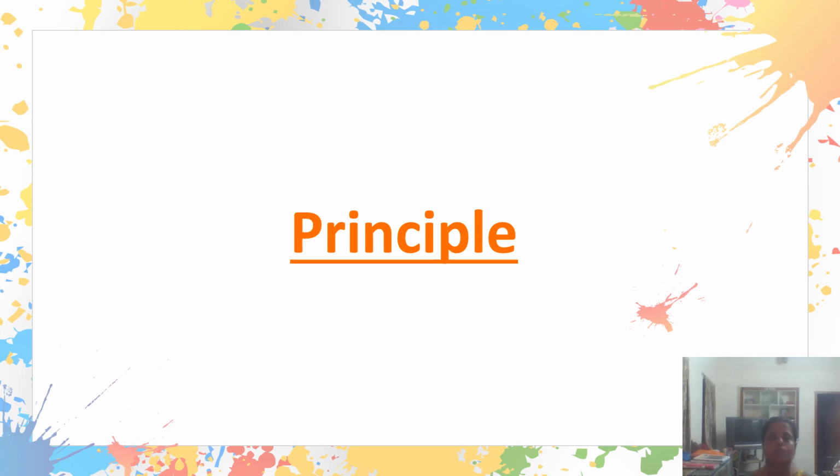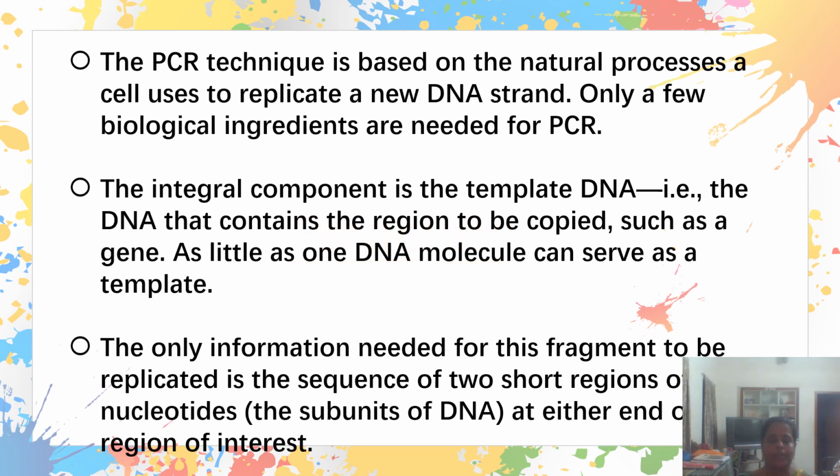Let's learn about the principle of operating PCR. The PCR technique is based on the natural processes a cell uses to replicate a new DNA strand. Only a few biological ingredients are needed for PCR. The integral component is the template DNA, that is, the DNA that contains a region to be copied, such as a gene. As little as one DNA molecule can serve as a template. The only information needed for this fragment to be replicated is the sequence of two short nucleotides, that is, subunits of DNA, at either end of the region of interest.